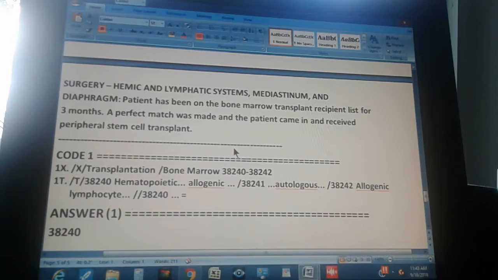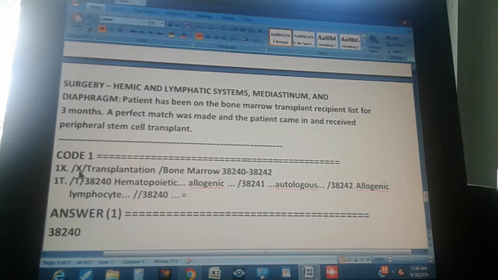All right, this is the summary of the whole problem. This is the surgery section of the CPT code book: the hemic, which means pertaining to the blood, and lymphatic systems, mediastinum and diaphragm. The patient has been on the bone marrow transplant recipient list for 3 months. A perfect match was made and the patient received peripheral stem cell transplant. So there's only one code, and it is found through the index like this.